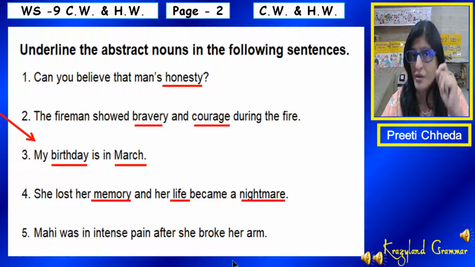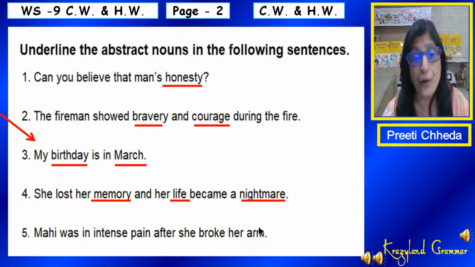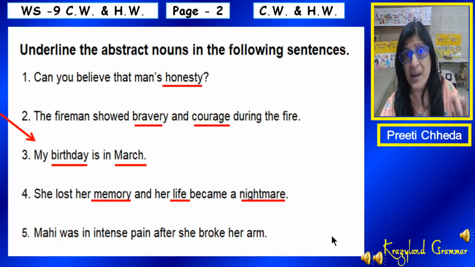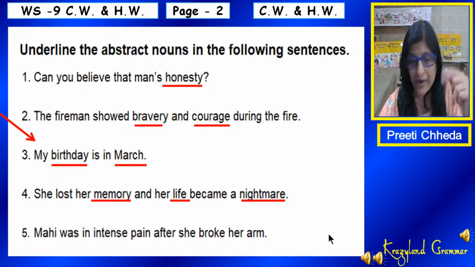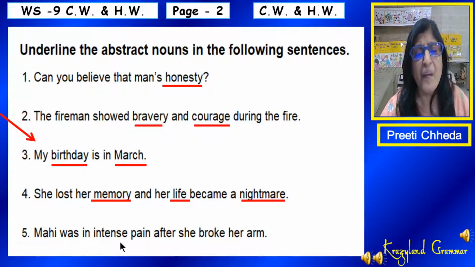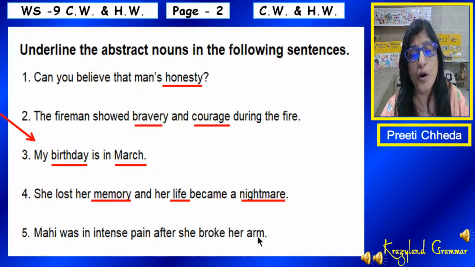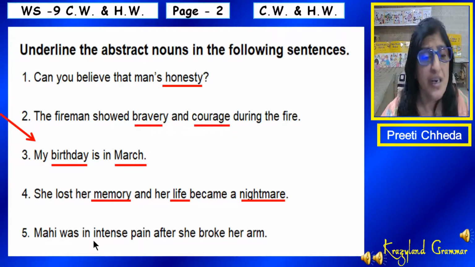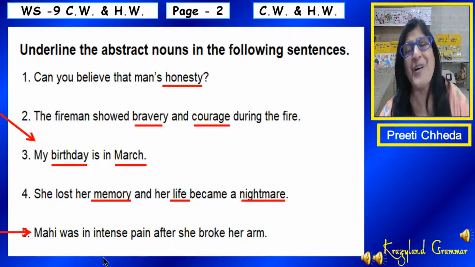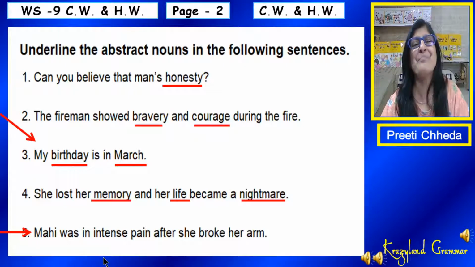So you need to be very careful, and there is a possibility that in some of the sentences you may not have an abstract noun. The last worksheet, right? Okay. Number 5: Mahi was in intense pain after she broke her arm. Intense means very much. And the fifth one, do it on your own, and your time starts now.